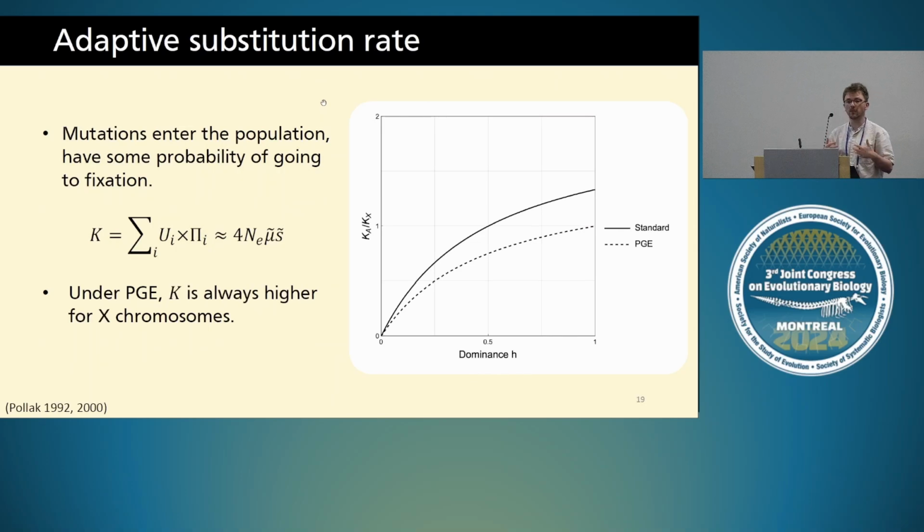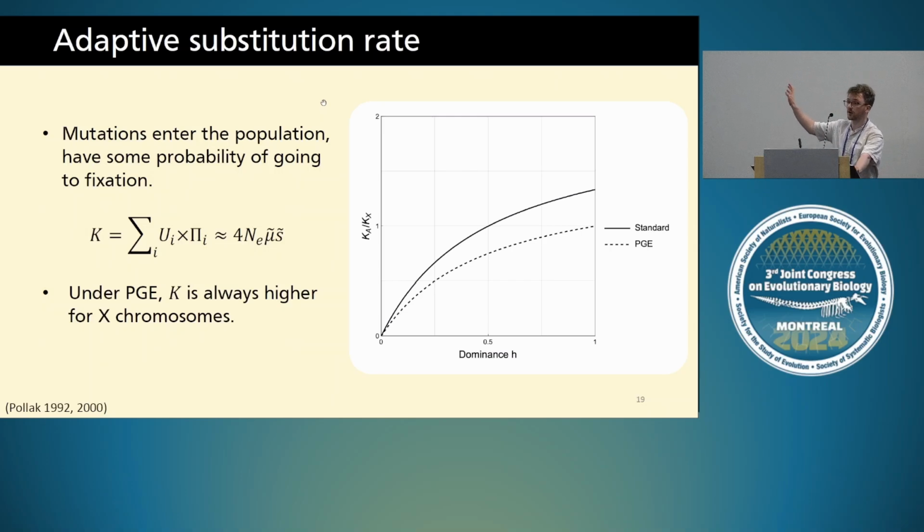Again, we can imagine a similar process. Beneficial variants are entering our population, and there's some probability that they get fixed. We can model this and calculate the fixation probability. If we imagine that the mutation is relatively weak, then we can approximate it by this expression here: 4 times the effective population size times the effective mutation rate and the effective selection coefficient. If we think about our PGE autosomes and X chromosomes, we see the same effective mutation rate and the same effective population size. The only difference is going to be driven by the effective selection coefficient, and as we saw earlier, that's always going to be less on our autosomes than our X chromosomes.